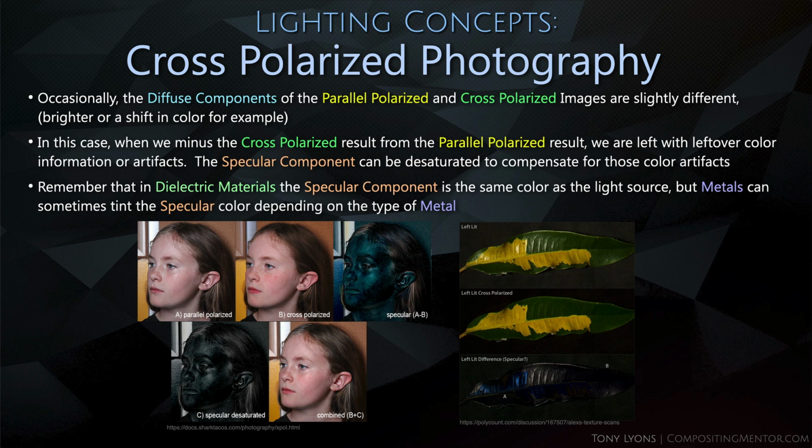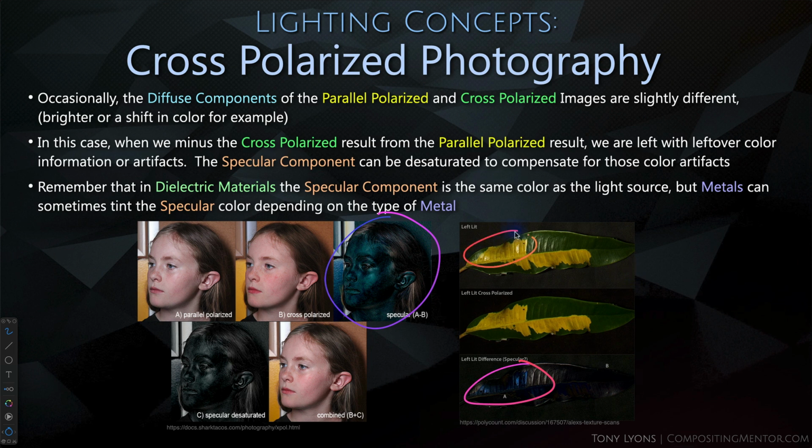Occasionally, the diffuse components of parallel polarized and cross-polarized images are slightly different, a brightness or a shift in colors, for example. In this case, when we minus the cross-polarized result from the parallel polarized result, we're left with this leftover color information, or artifacting. That's referring to these sections of the image here where this girl appears to be blue. But as we know, specular reflections should be the color of the light. And the color of the light is not blue, and her skin is not blue, and the specular component of her skin is not blue. So it's an artifact of what's going on.